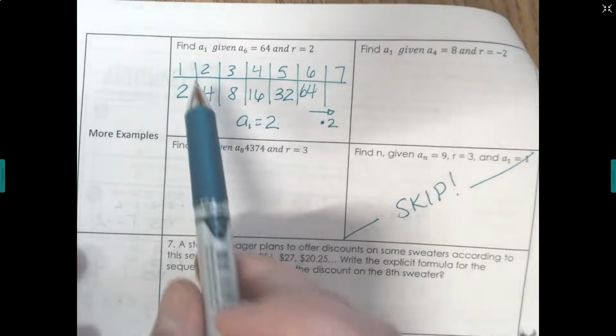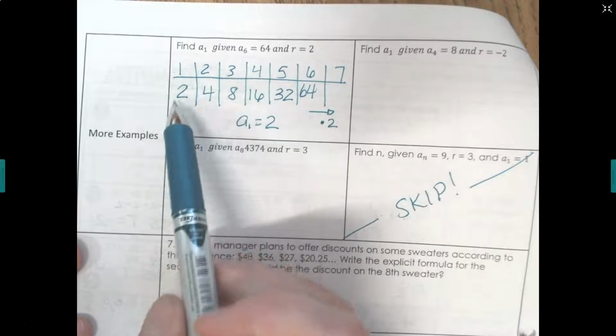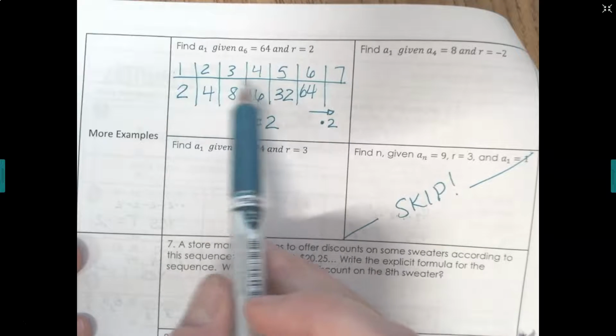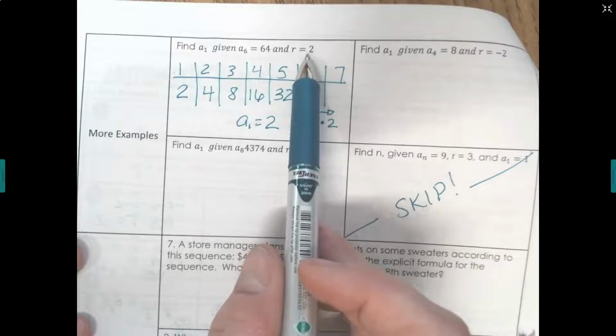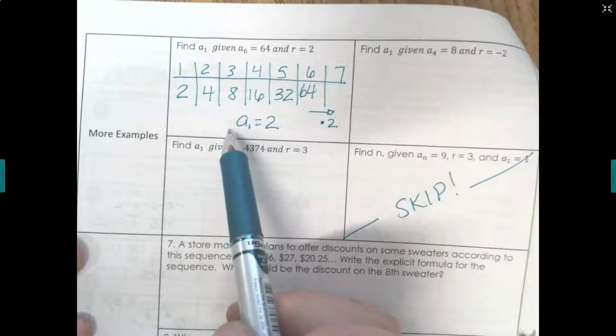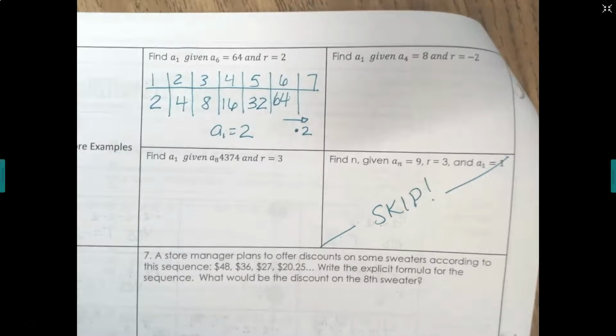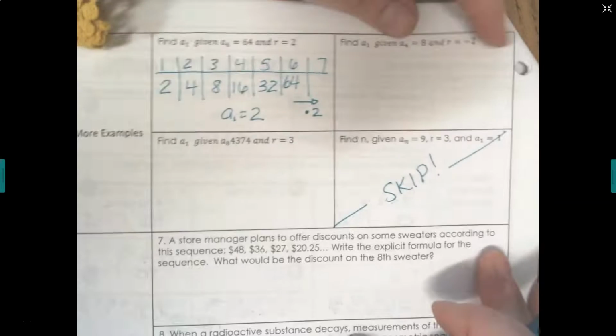Right? So set yourself up so you can see all the ones you've got to fill in, and do the opposite thing. This says multiply by 2, so the opposite of multiplying by 2 is dividing by 2 to work ourselves backwards. Let's try this again.